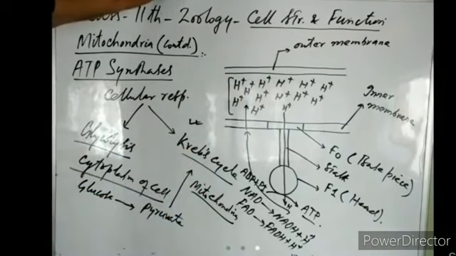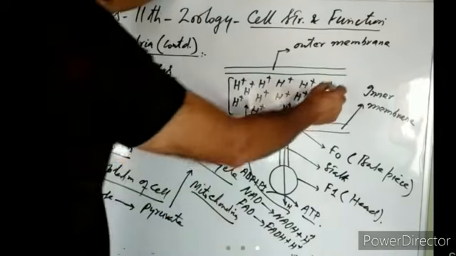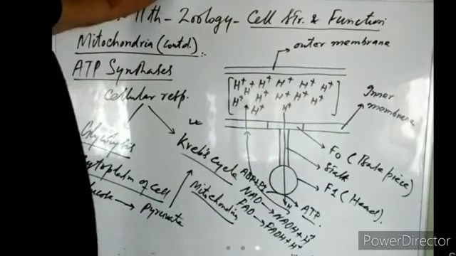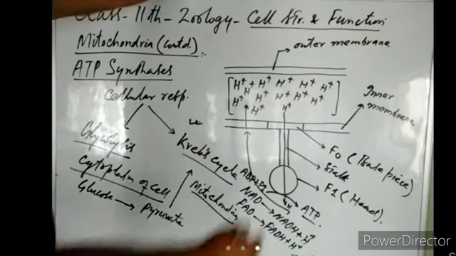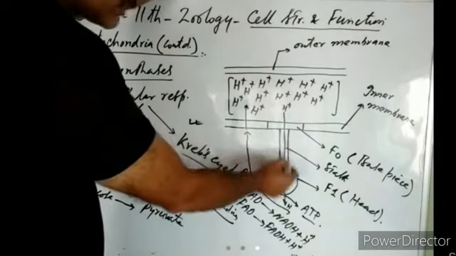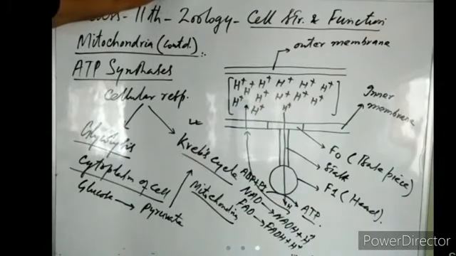They create a proton gradient here. Due to this high proton gradient, some of the protons start flowing back into the inner chamber. They flow back through this elementary particle. While they are passing through this elementary particle, they release a lot of energy.